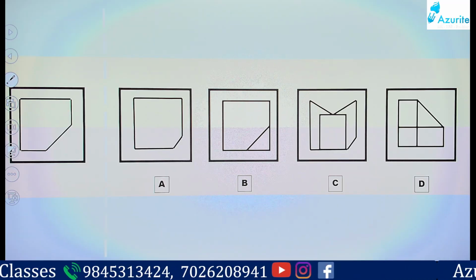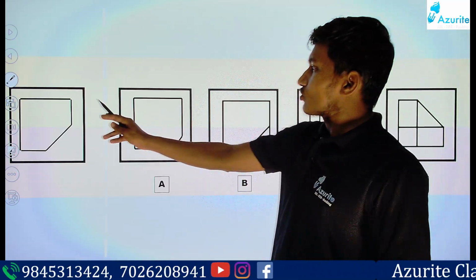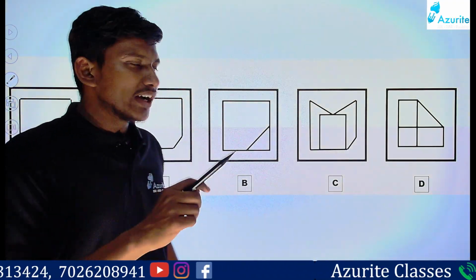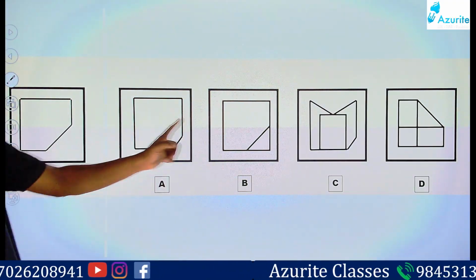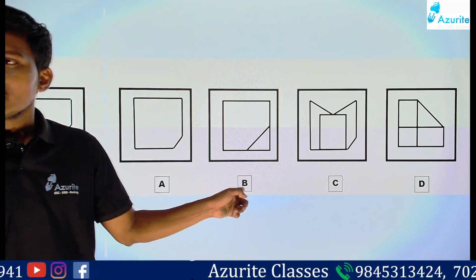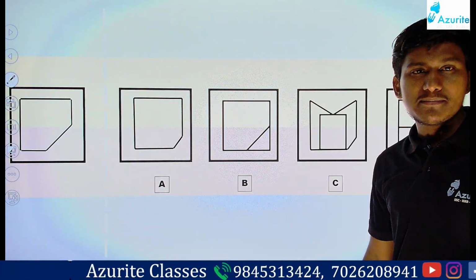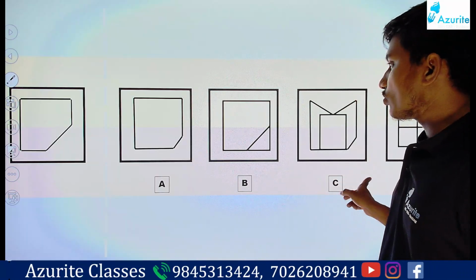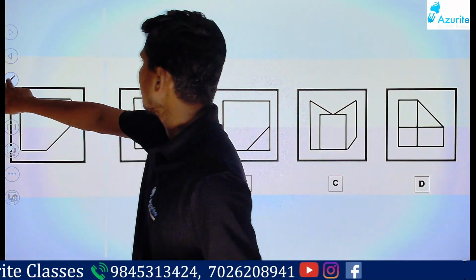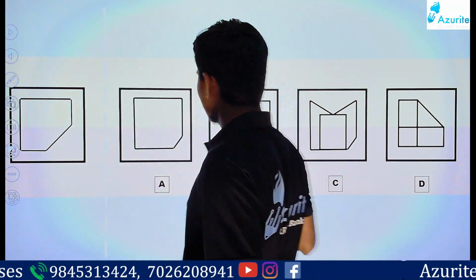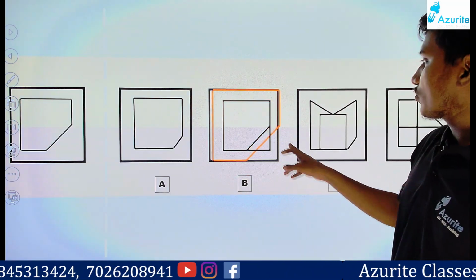Yes. We'll give questions. So this is embedded figure. Where it is hidden, we have to identify. This figure is hidden in option B, so it should be exactly the same. Okay? Let us go to the next question. Should we go to the next question? Yes, sir. Okay. So this is the answer.